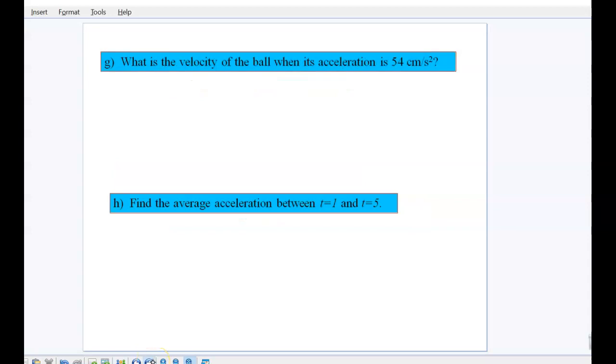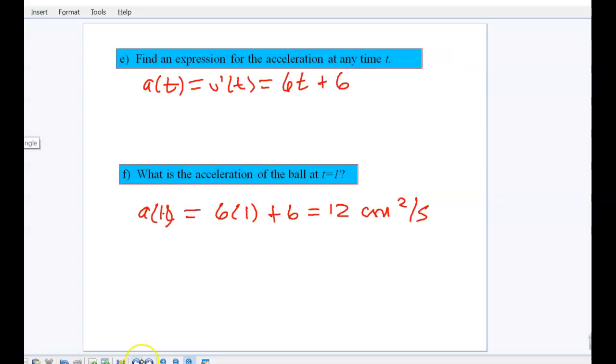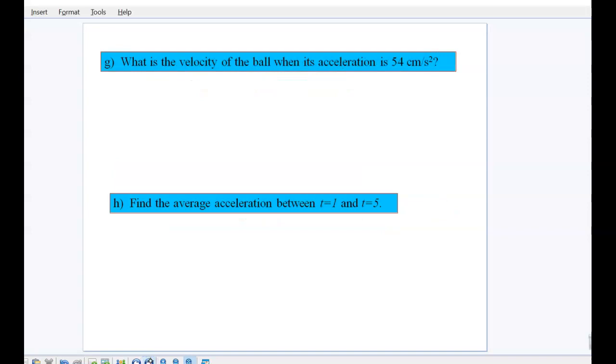Question G, what is the velocity when the acceleration is 54 centimeters per second squared? Whoops, I got that unit wrong in the previous one. Sorry, that should be centimeters per second squared. So again, what is the velocity when the acceleration is 54 centimeters per second squared? Again, I need a time. Well, I know my acceleration function is 6t plus 6, and I'm going to make that equal 54. That works out to be 48. So t works out to be 8 seconds.